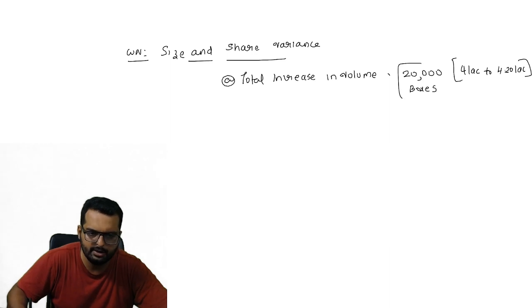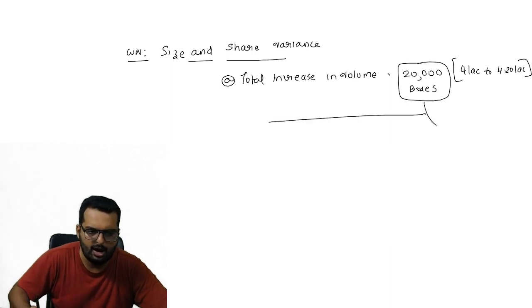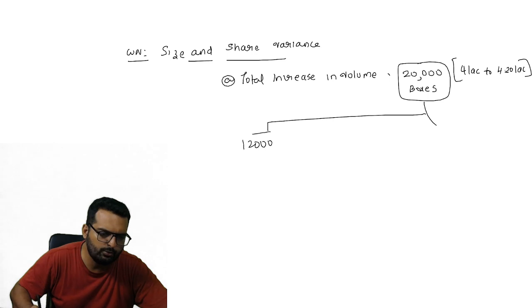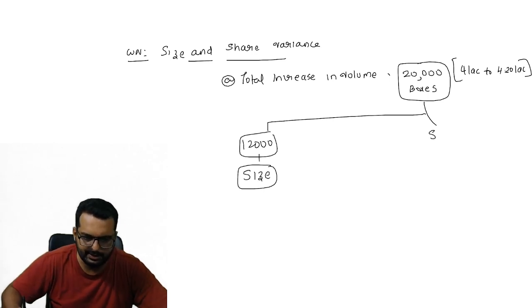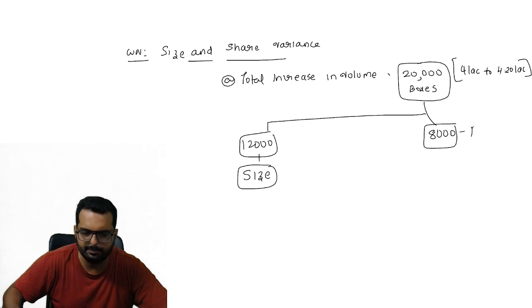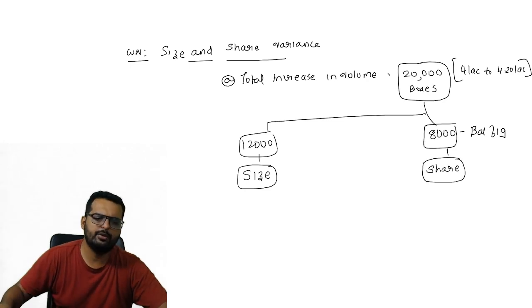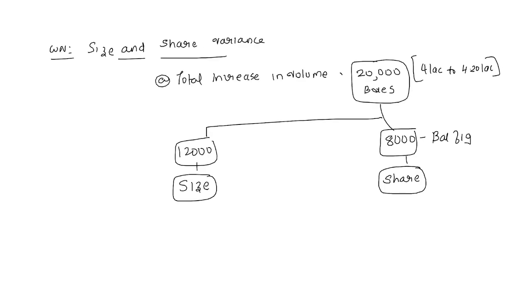It's going up by 20,000 boxes. Out of the 20,000 boxes, we found out that 12,000 is due to market size. That means the balancing figure, which is 8,000, will be due to market share. Draw this chart in your books now.